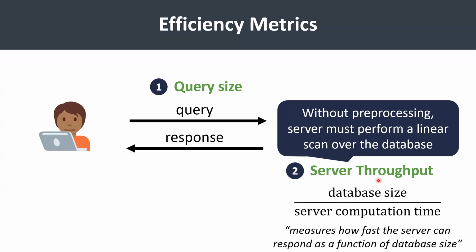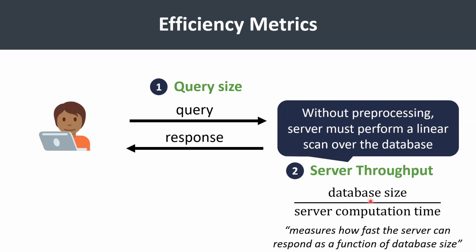Because if the server does not know which record the client is interested in, it basically has to look at every single record. If there's one record in the database that the server does not look at, well, that means that the client could not have asked for that record, and that immediately compromises privacy. So this is why when we look at server throughput, it's really the time it takes to do a linear scan over the database, and the question is, how long does it take to perform that linear scan?